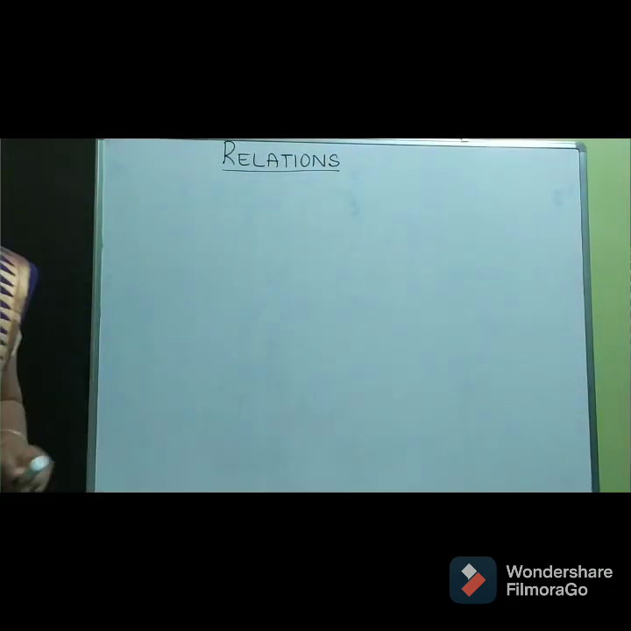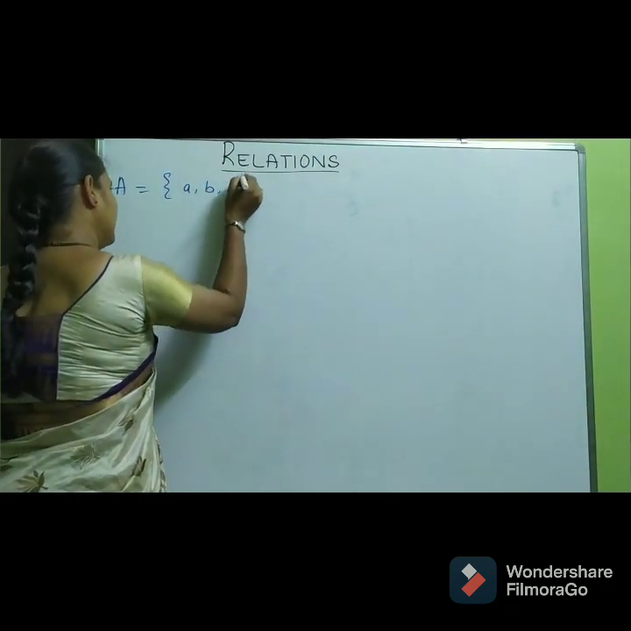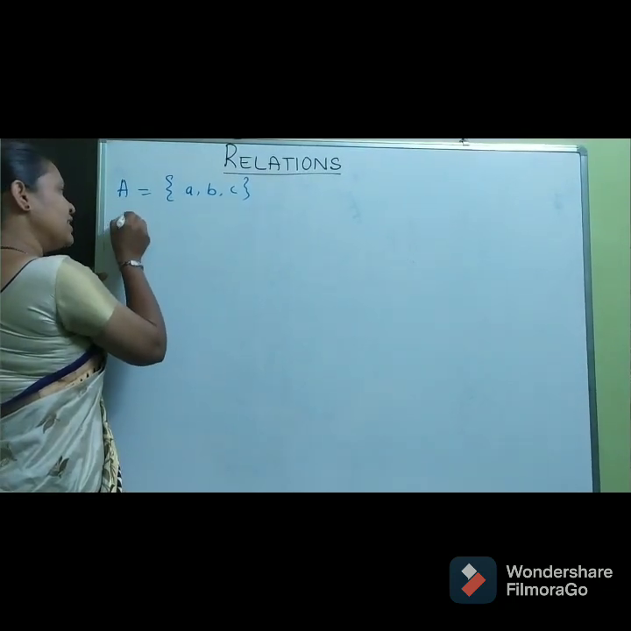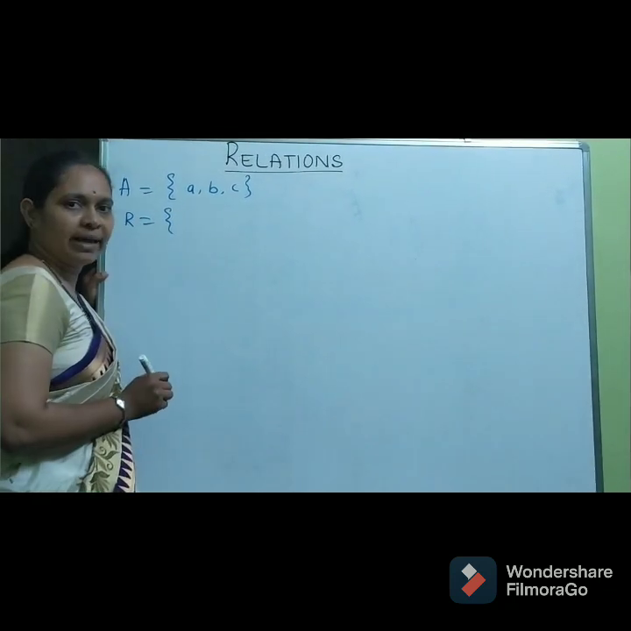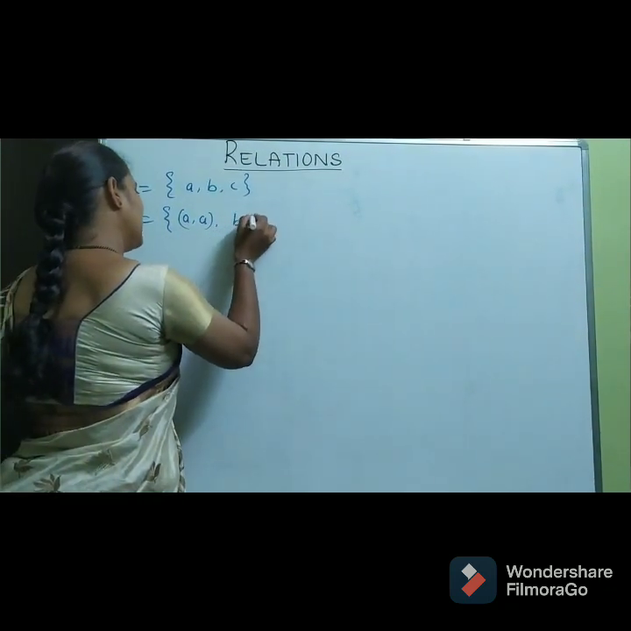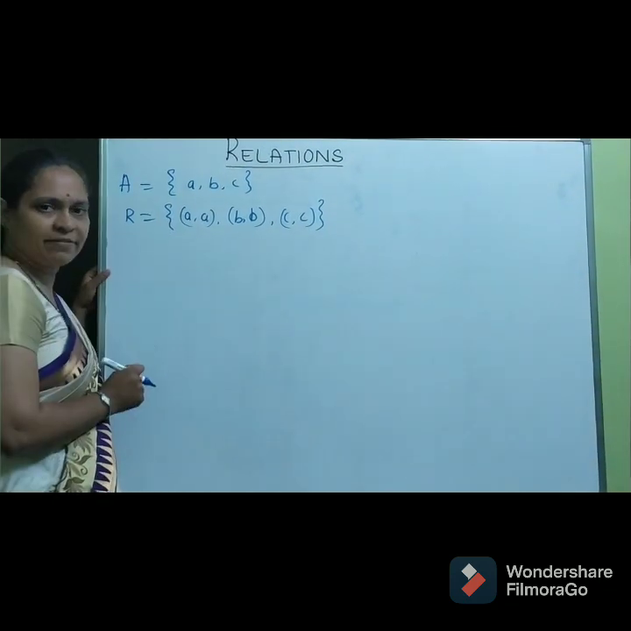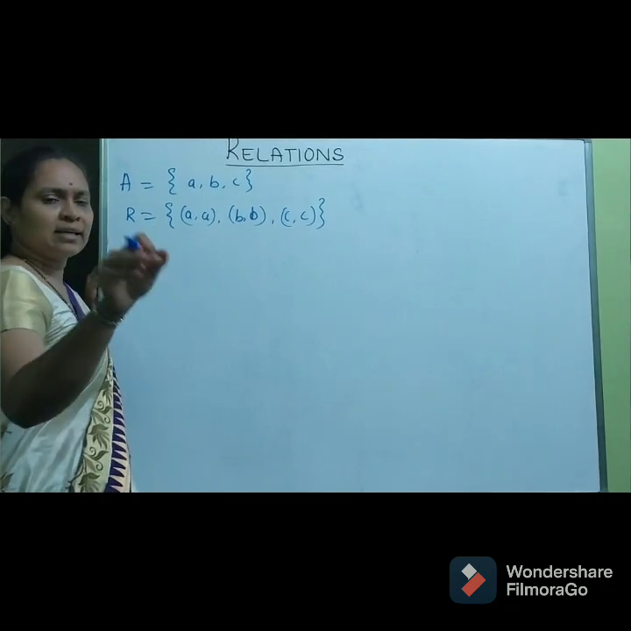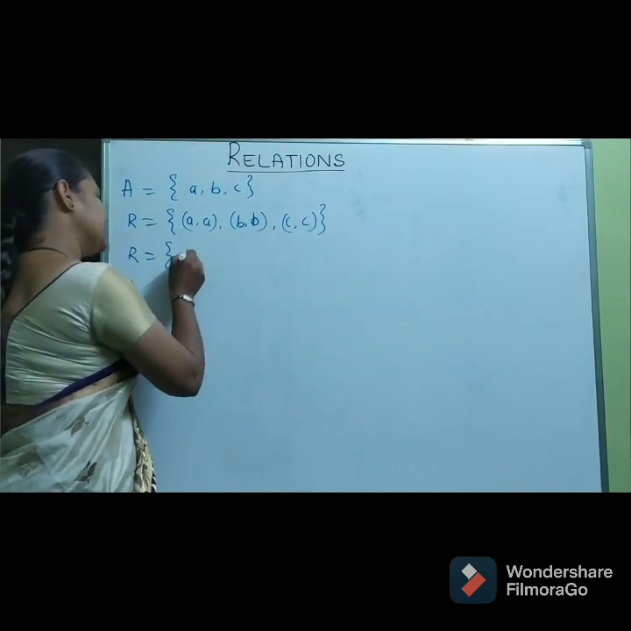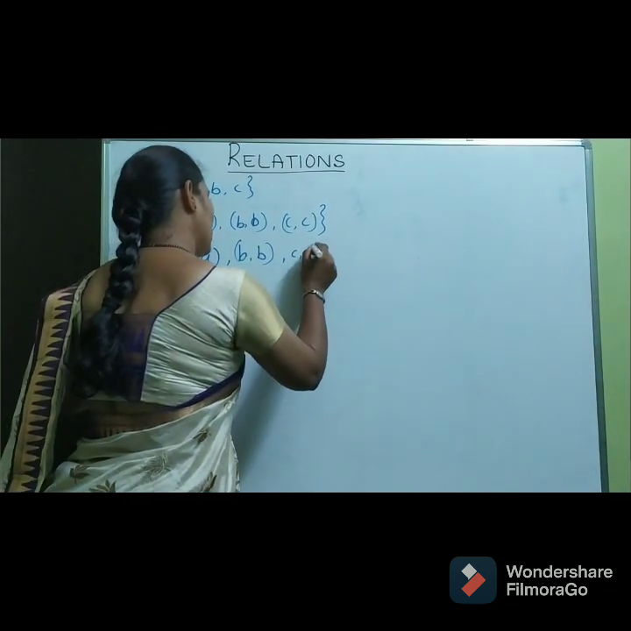So let me take a set first: A equals {a, b, c}. I want to tell you about reflexive relation. So reflexive relation means what? (a, a) for every a belongs to A. So it must be (a, a), (b, b), (c, c). If I stop there, it is a reflexive relation. You may ask, I told this as identity relation also. I'll write like this: R equals {(a, a), (b, b), (c, c)}.